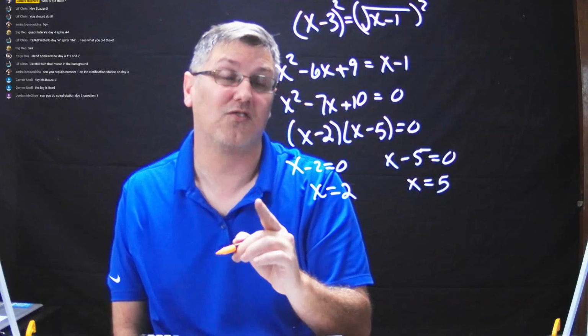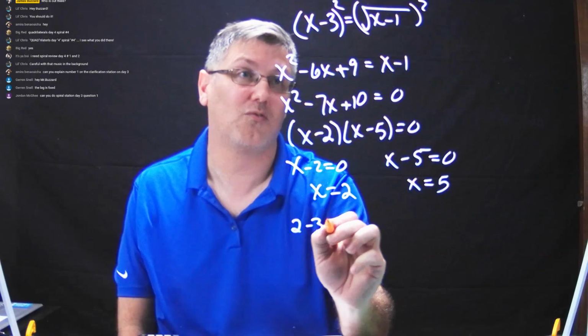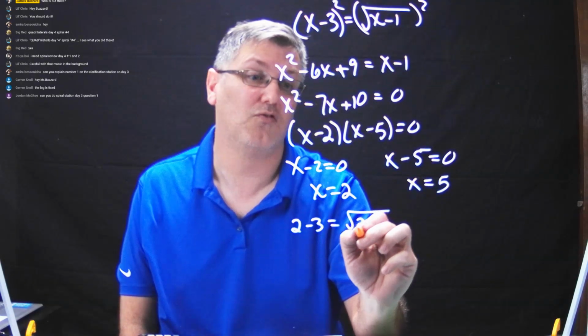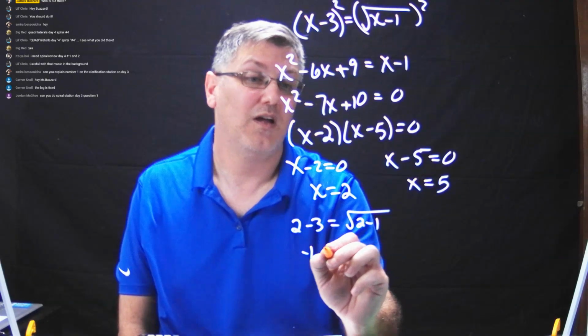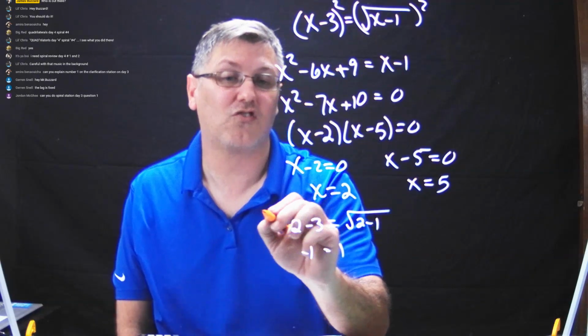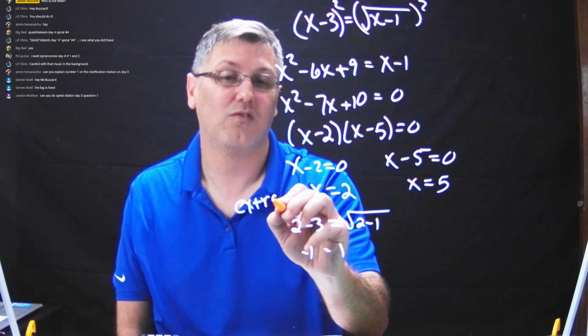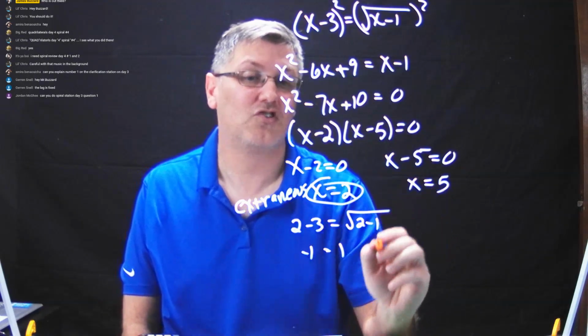We have to check for extraneous solutions, so we need to plug it back into my original equation. So we're going to do 2 minus 3 equals the square root of 2 minus 1. Well, 2 minus 3 is a negative 1, equals, well, 2 minus 1 is 1. Square root of 1 is 1. This is an extraneous solution. So this one's extraneous. Let's check 5.